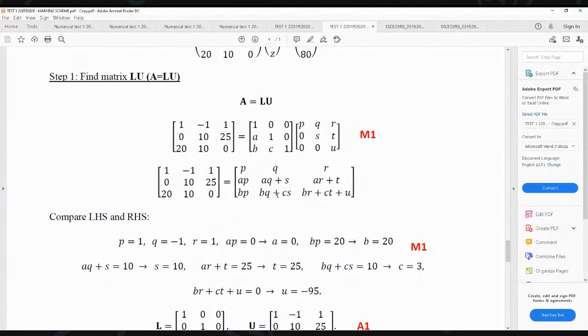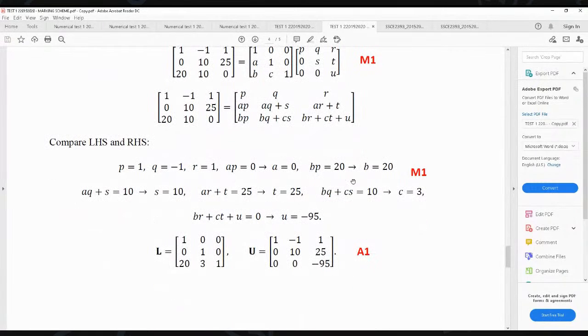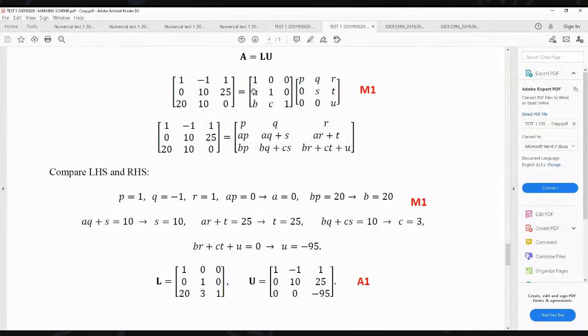For the rest, as I told you, the values for P, Q, R you can get from matrix A. You set P equal to 1, Q equal to -1, R equal to 1 to reduce the calculation. For the rest, you match between A and LU, and you will get the parameters A, B, C, D, E, F. How many parameters? A, B, C, D, E, F, G, H, I.